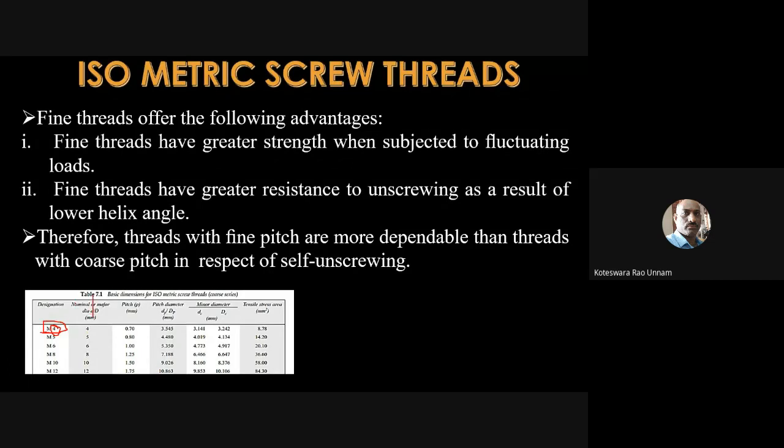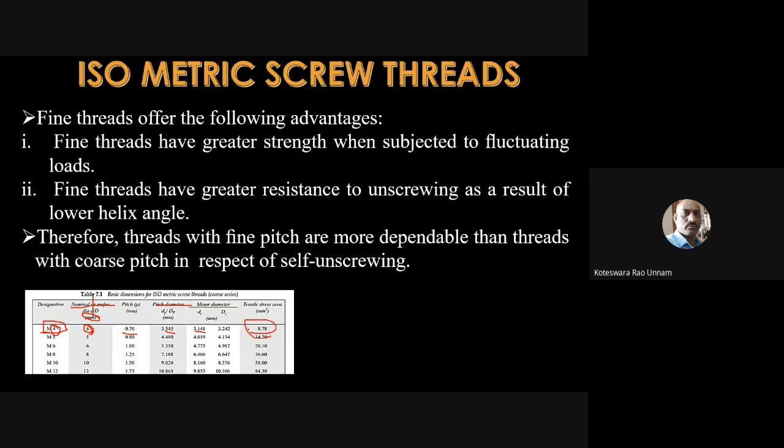Next column you have the nominal diameter or major diameter, expressed in mm. So you can see that 4 is there. Then you have a pitch value of 0.7 mm, and then the pitch diameter. He has given the pitch diameter, core diameter, and the tensile stress area also here.